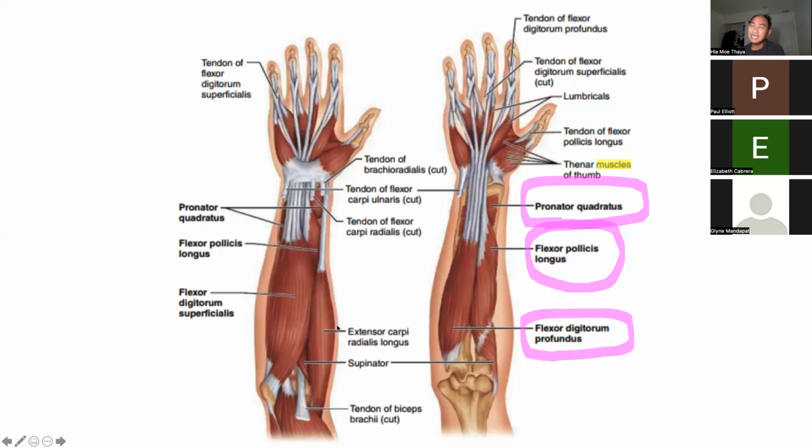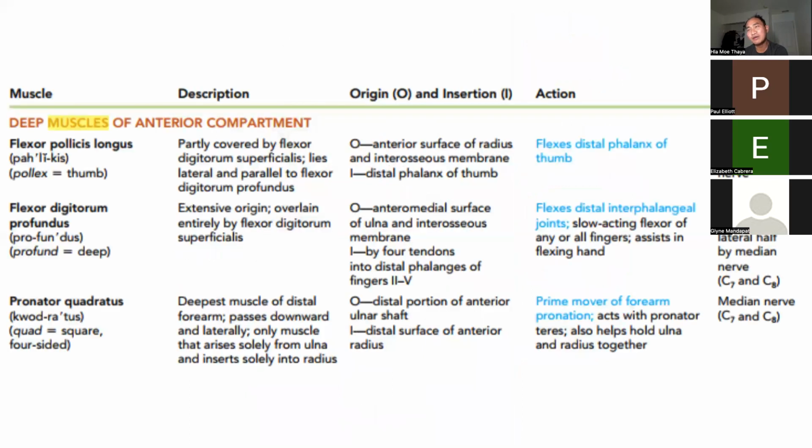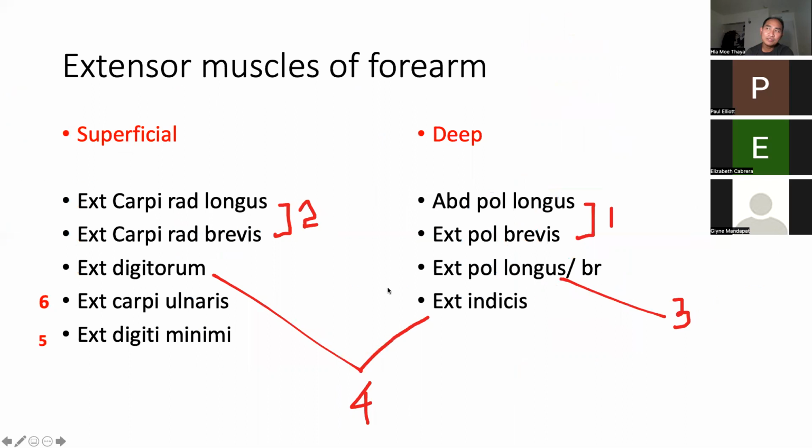Voila. So that's not bad. Muscles of the forearm, we have finished the superficial and deep groups. So now let's look at the flexor pollicis longus, flexor digitorum, pronator quadratus. And now let's go to the extensor muscles of the forearm.